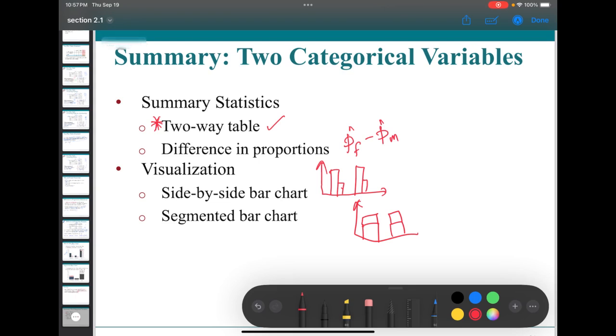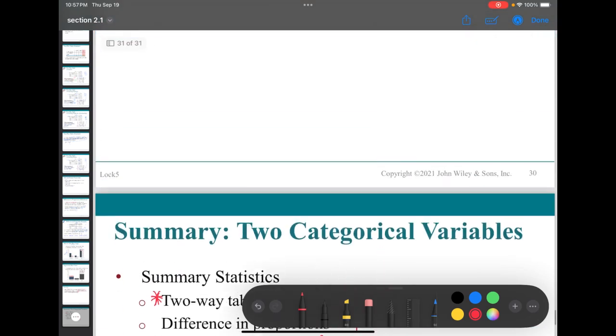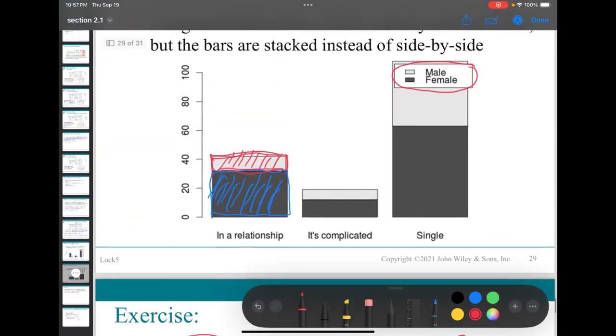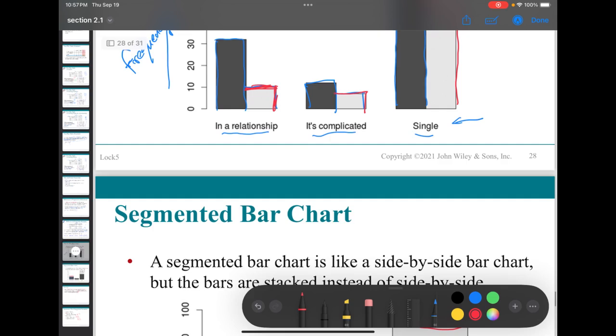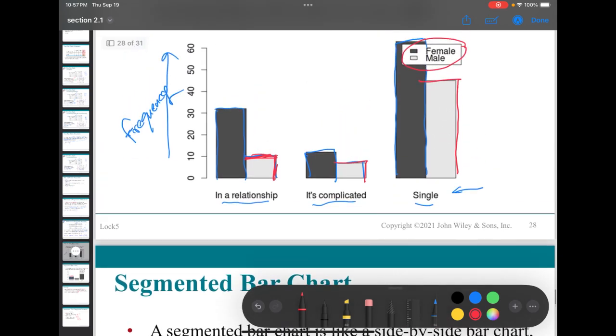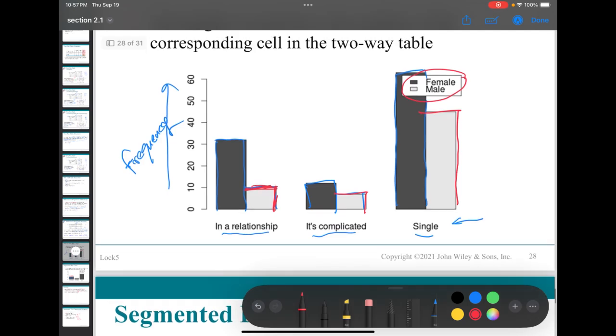That's all for section 2.1. It's about categorical variables. So if you have any questions, please don't wait and talk to me. Just shoot me an email or come to my office hours once we come back to normal in-person classes.